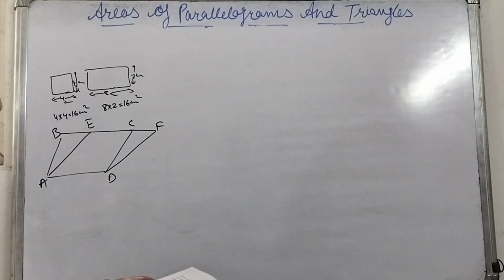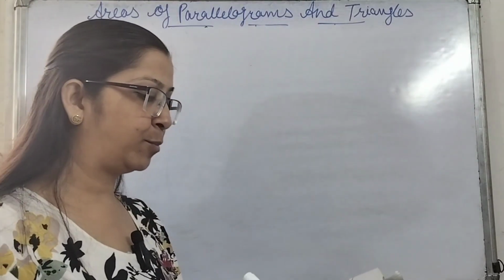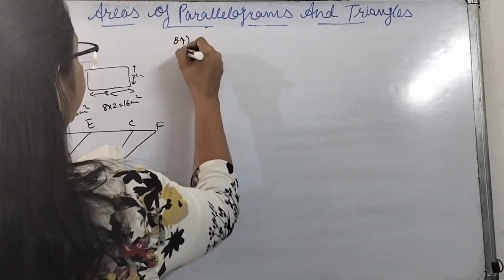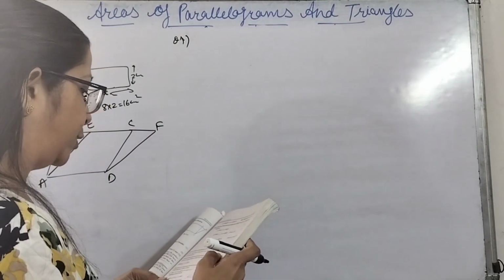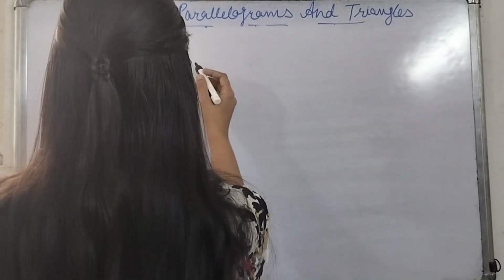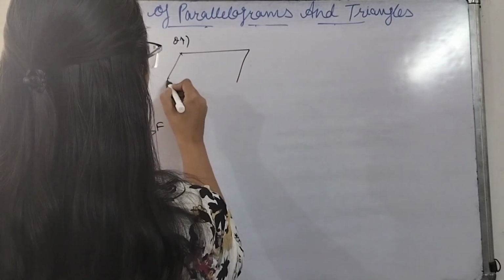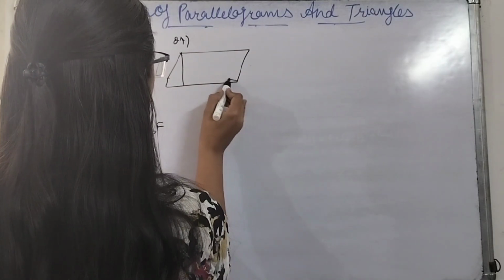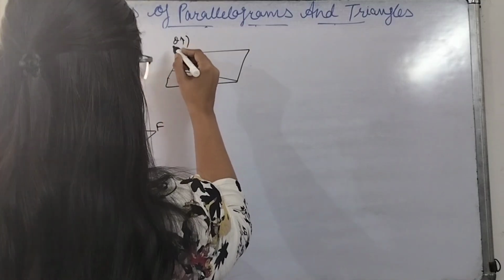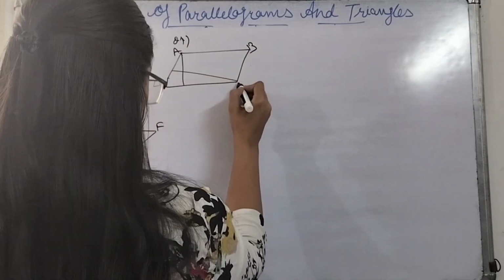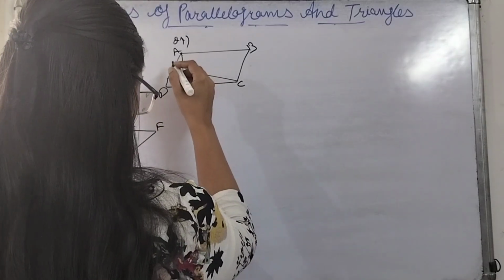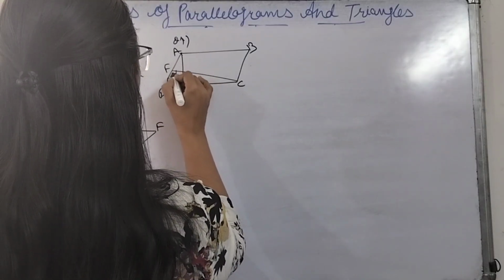Now let's understand some of the questions from your exercise 9.2. Question number 1 we are taking. In figure 9.15, first of all I am making the figure. This is the figure. It is A, B, C and D. It is E and it is F.